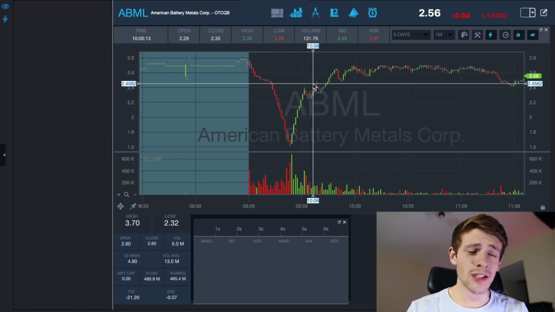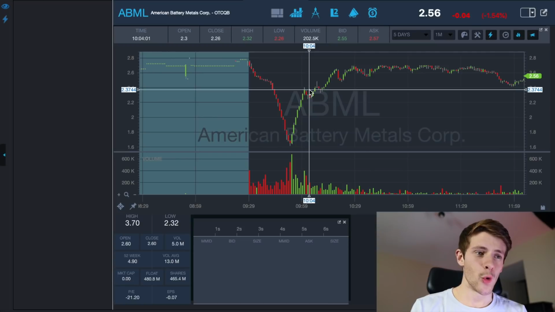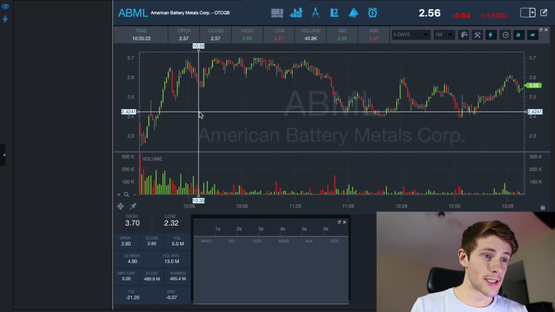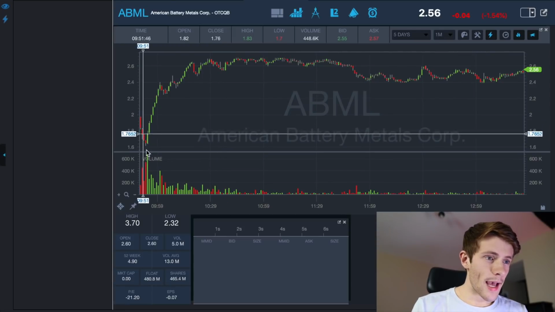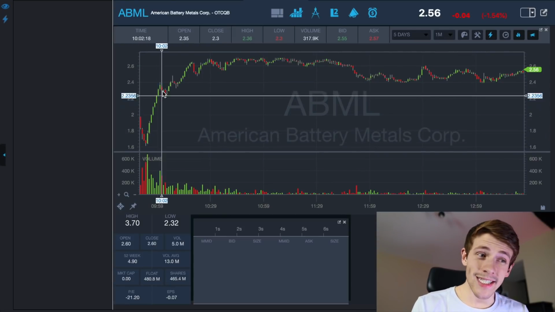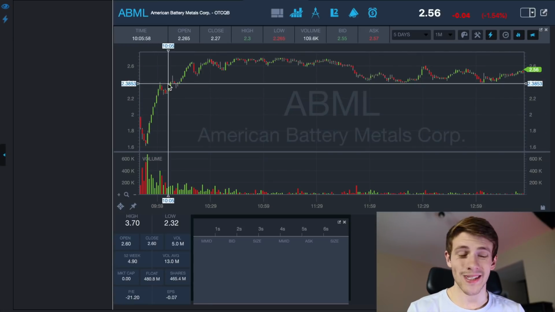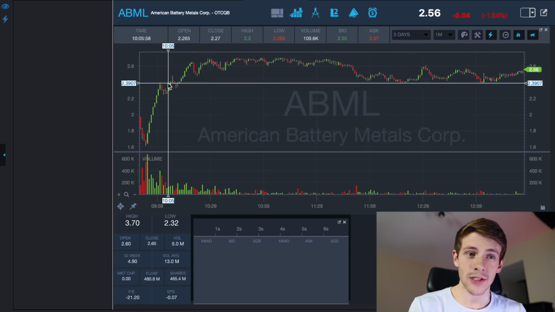I also like buying stocks right after news is released. So this could be a very typical chart. Say the stock opens right here, and then news is released right here. You can see a huge green spike like this, especially on an OTC stock with no red candles, and you sell as soon as you see a red candle.